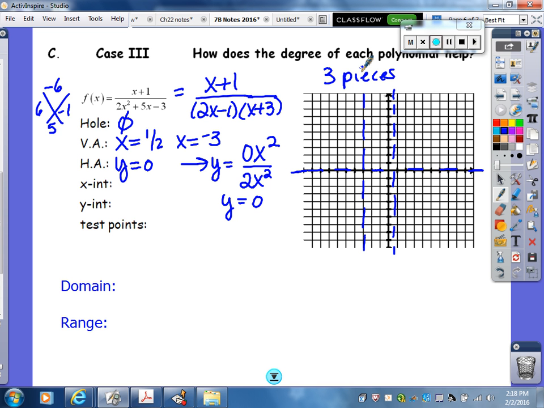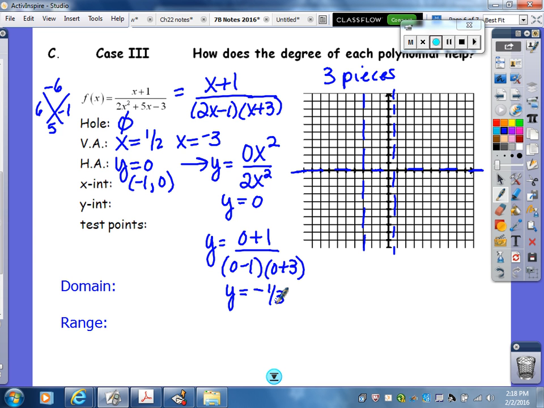Okay? Alright, so let's go back and let's find the intercepts. The x-intercept is the 0 of the numerator. So that means negative 1, 0. For my y-intercept, I'm plugging in 0 for all of my x's. So my y-intercept is negative 1/3. So 0, negative 1/3.